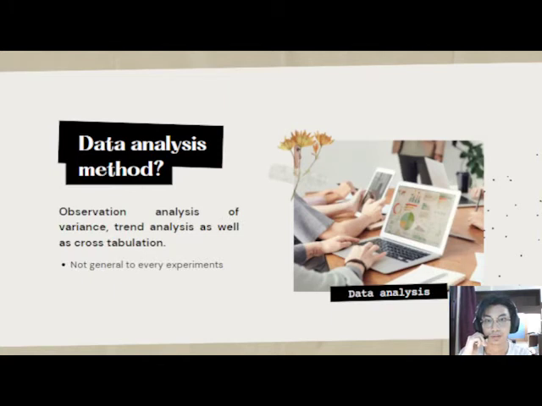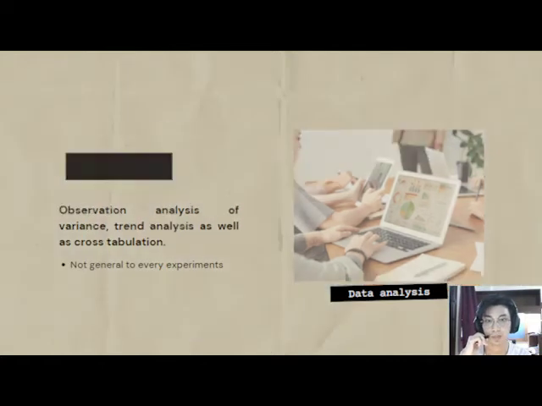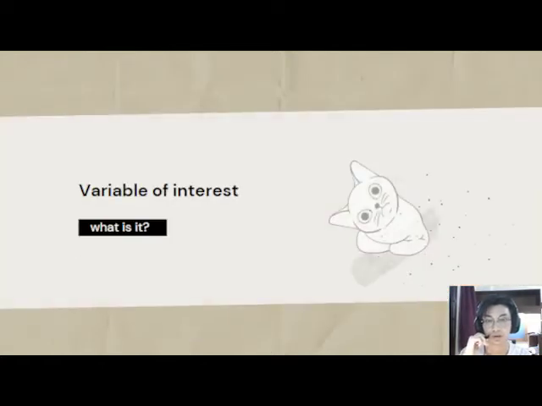Before we dive further into the main topics, let's talk about how we are going to interpret our data. Methods of analysis range from observation, analysis of variance, trend analysis, as well as cross-tabulation. However, each strategy is specific, which means they are not general. In order to achieve the most relevant result, we must first identify the variable of interest in a particular experiment. Variable of interest can be defined as a changing quantity that is measured, or commonly known as the resulting variable.